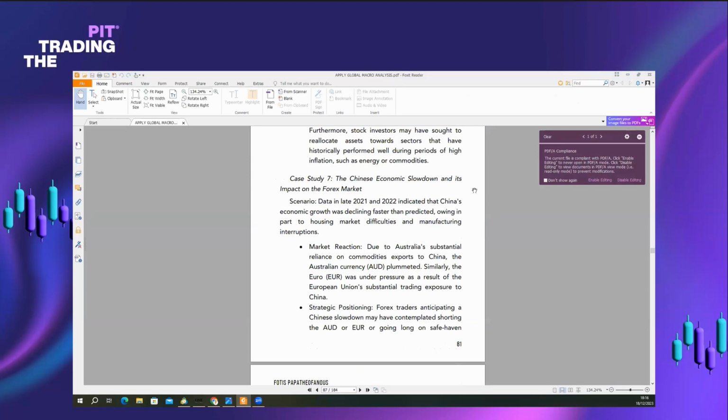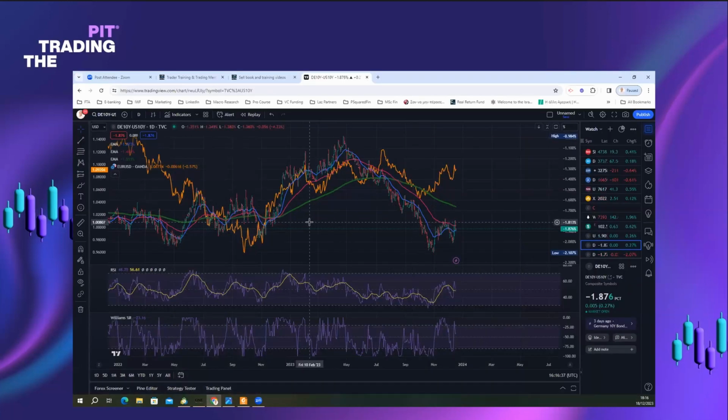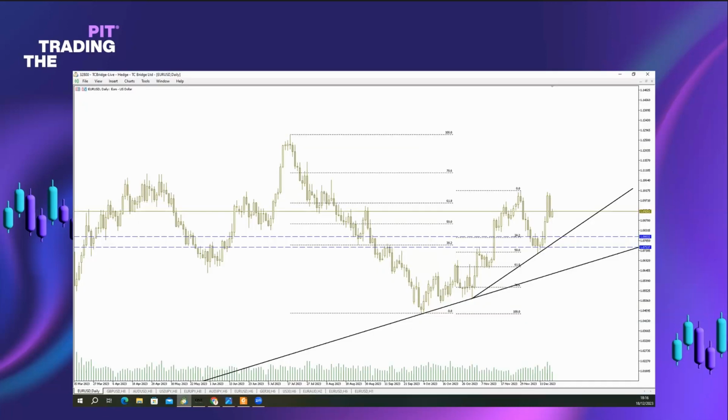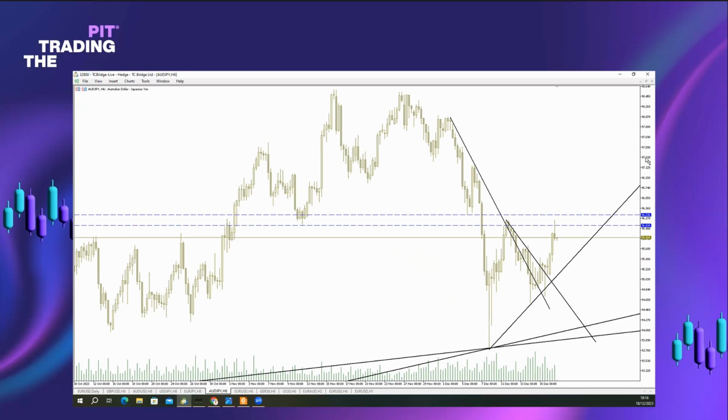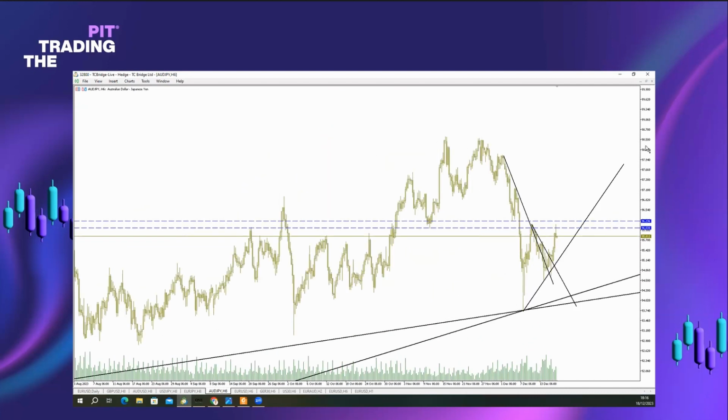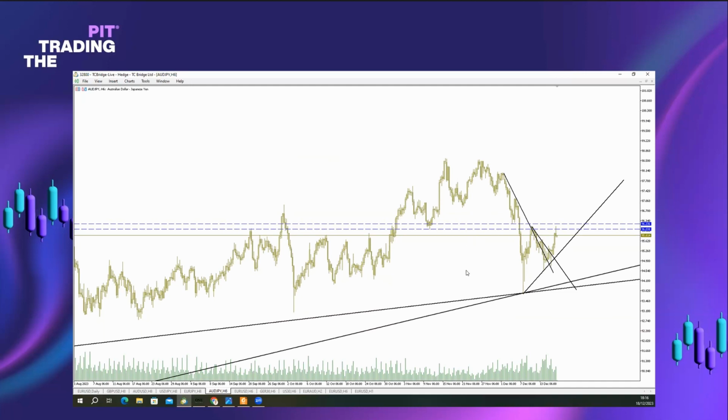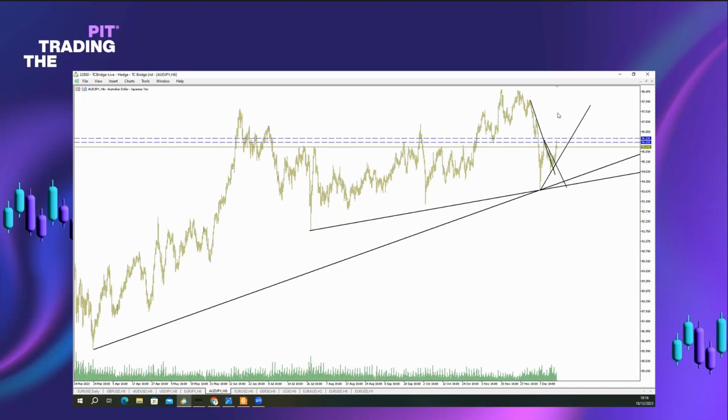Case study 7, Chinese economic slowdown and its impact on the forex markets. What do you think will happen if we have a major risk-off scenario? I'm going to move here on my MetaTrader chart. I have Aussie yen somewhere there. Where is Aussie yen? Let me zoom out. This is 6-hour chart. Okay. So what do you think will happen if equities just collapse lower? If there is panic, equities crash, if there is pessimism and very negative headlines, Aussie yen will move together.